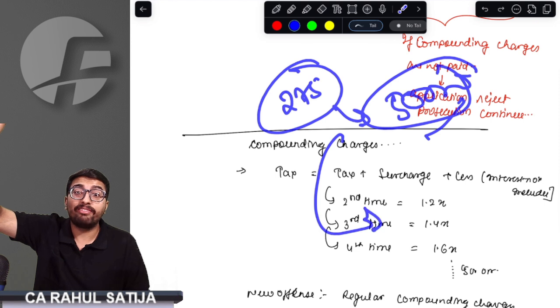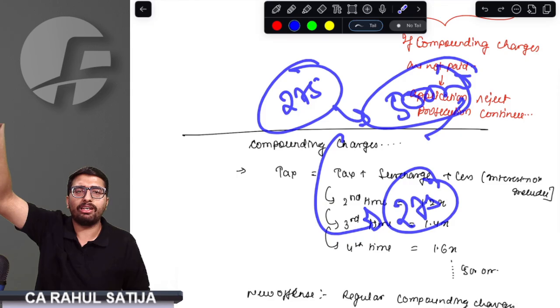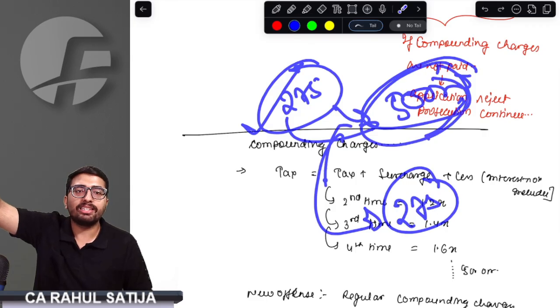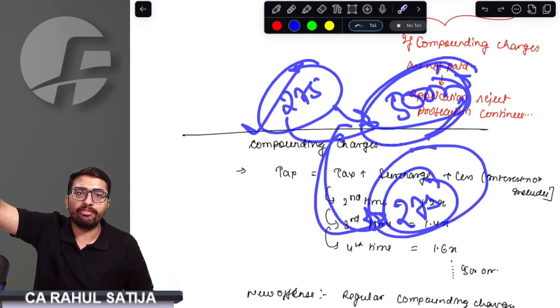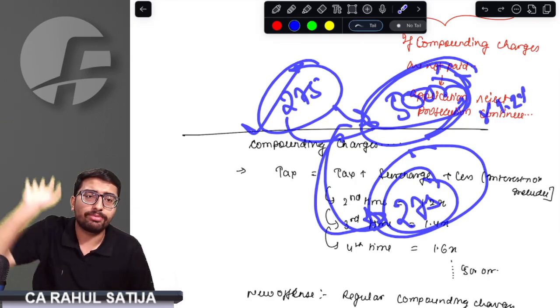Now, if you are convicted for the same offense in the next year, for example 275 again, you are being prosecuted. You have committed an offense under section 275, you have submitted an application, you have paid compounding fees. Next year, again you committed an offense under section 275. Now, in this case, you have to pay 1.2 times the compounding fees.